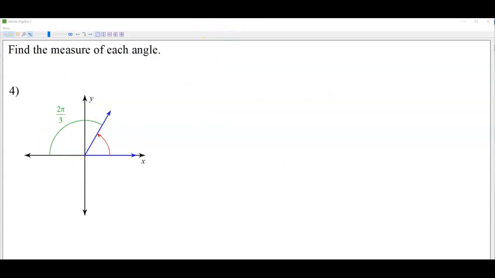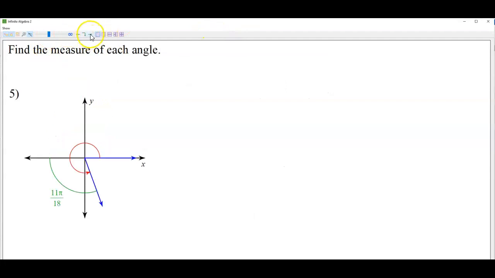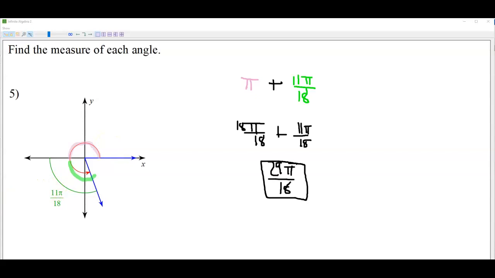All right, so let's give you guys one like that here. Go ahead and try number 5 and see how you guys do with that one. And when you unpause the video, you'll see the solution. So the answer there is 29 pi over 18.